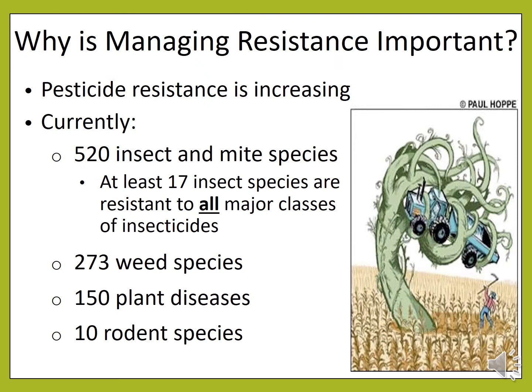So why is managing resistance important? Well, pesticide resistance is increasing. Currently, there are at least 520 insect and mite species, and of these, 17 insect species are resistant to all major classes of insecticides, not just one. There are over 273 documented weed species, 150 plant diseases, and 10 rodent species that have some type of pesticide resistance documented. There are likely many more that we are not aware of yet.